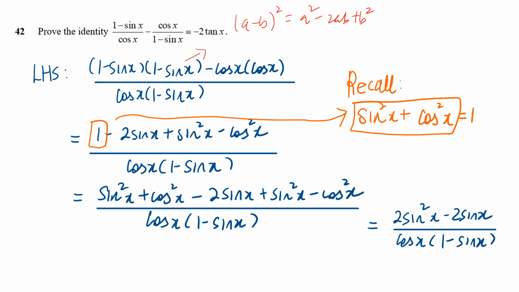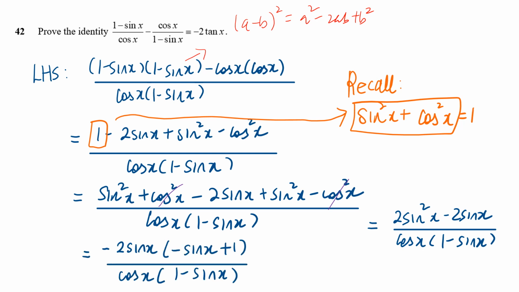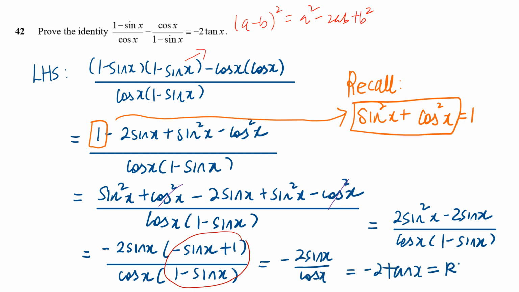Your cos squared x and your cos squared x will be gone. And then your sin squared x plus sin squared x will give you 2 sin squared x minus 2 sin x, and then you can factorize your negative 2 sin x. The purpose to factorize negative 2 sin x is so that I can make these two the same, so that I can simplify further to just get negative 2 sin x over cos x, which is negative 2 tangent x. And that gives you the right hand side.